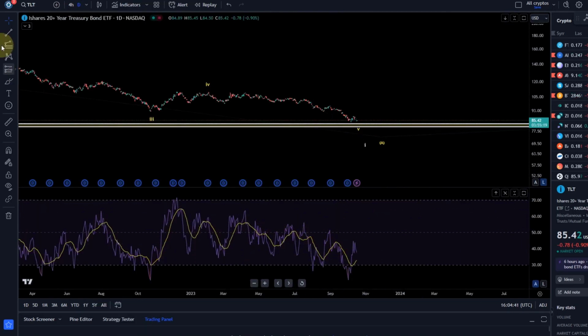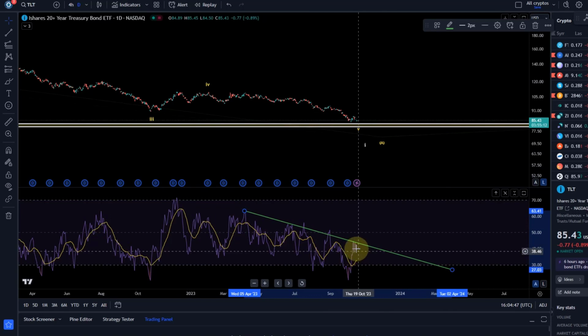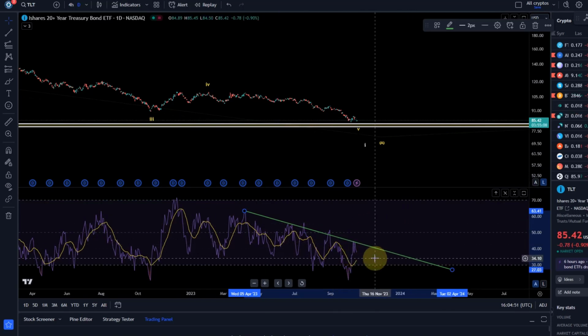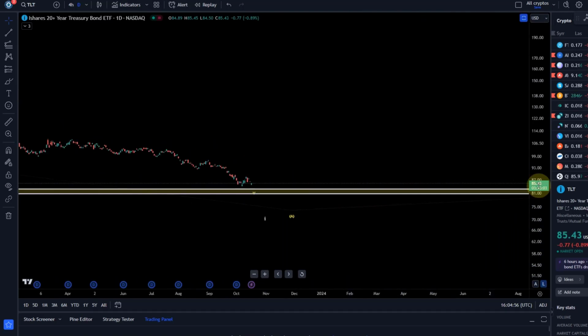Essentially, which is another signal, we have here a downtrend on the RSI. So a break above this trend line on the daily RSI could indicate that we are pushing higher and that we have reached the low. It's just an indication.